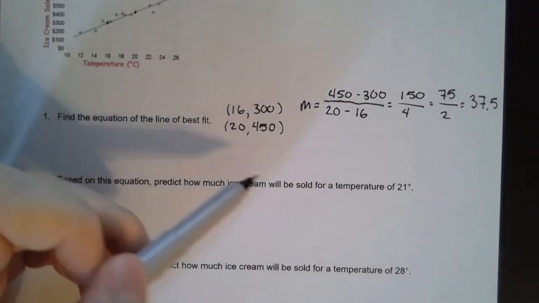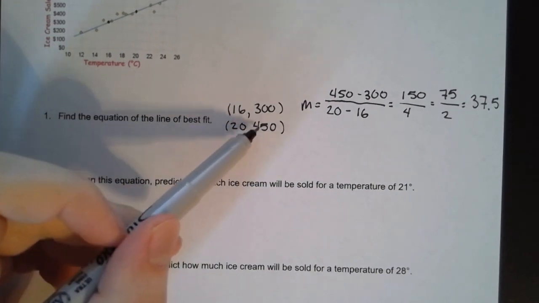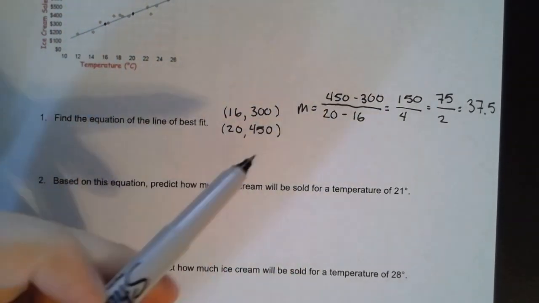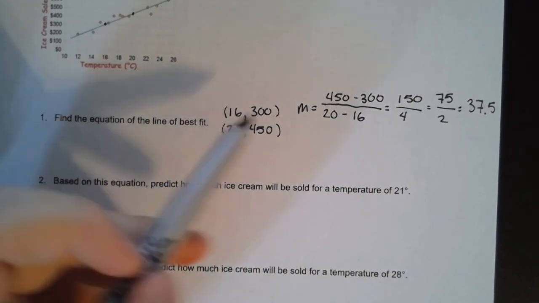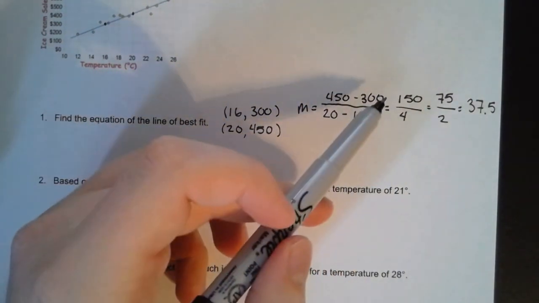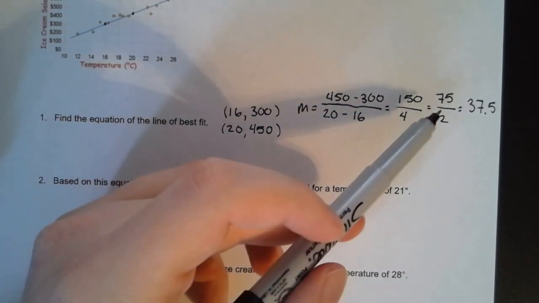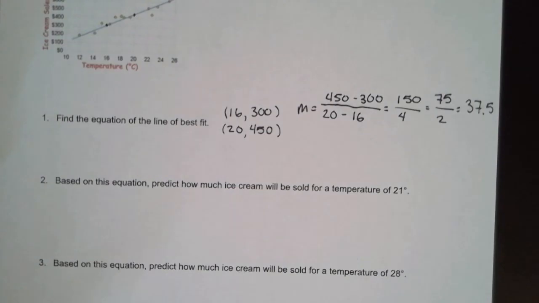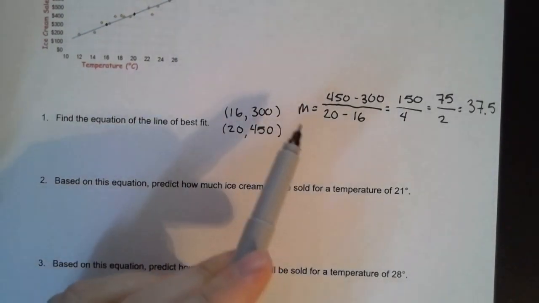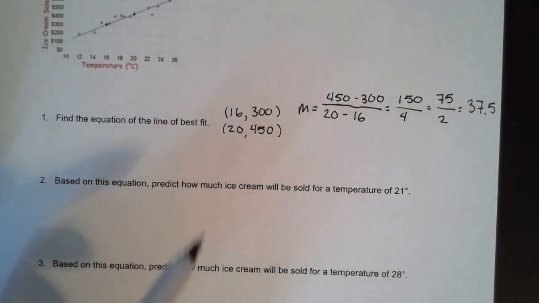So remember, to find the slope, we need to subtract our y values, y sub 2 minus y sub 1, and put that in the numerator, and then subtract our x values, x sub 2 minus x sub 1. I got 150 over 4, which simplifies to 75 over 2, and as a decimal, that's 37.5. So now that I know what m is, I'm going to use one of my points and put that into the point slope formula. I'm going to do that now.